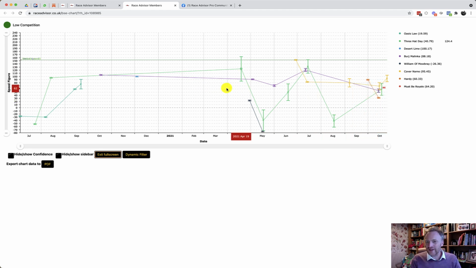Desert Lime, great. Cover Name, great, both in the kind of top three in the market, and novice races we like to take the market into account because that gives us a good telltale. Now that gives us this overall picture very quickly.